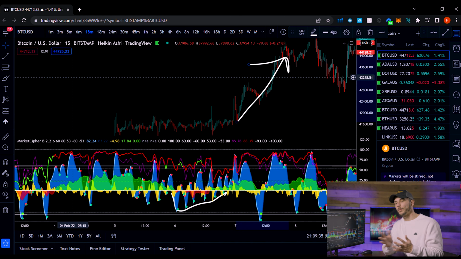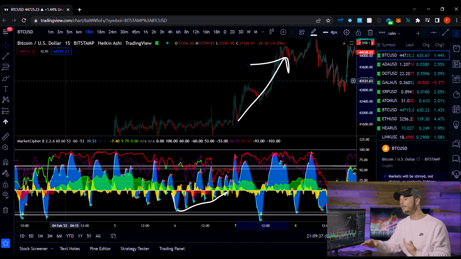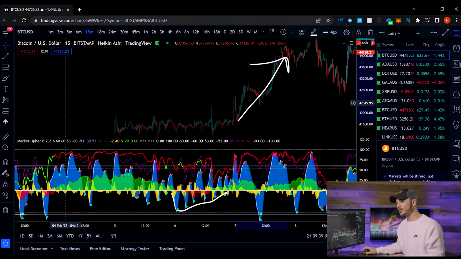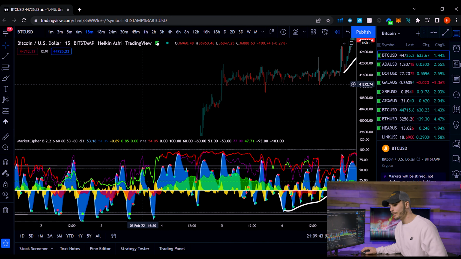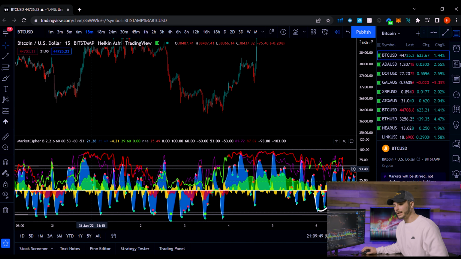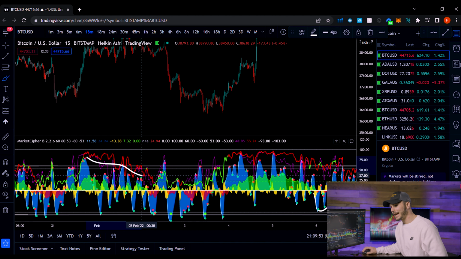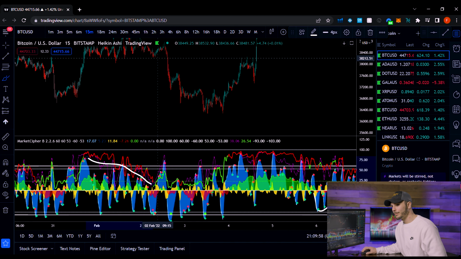I recommend if you have Market Cipher, just get it and go back in time on the chart and just try to learn and see how it behaves, right? You could just go back and backtest it. Like right here, you can see that generally momentum was coming down, and then we did take a little bit of a dip before popping back up really quick.